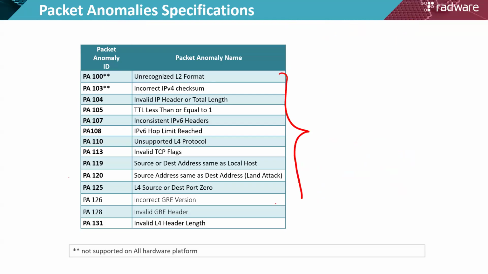And these are all the examples that you can see. So if it's an invalid layer for header length, we'll be dropping it. Invalid GRE header, drop. Invalid, incorrect GRE version, drop, etc. So here we have a list of packet anomalies. It is not just limited to this, because there are multiple other packet anomalies as well. We could not incorporate everything within the screenshot, and hence we have just showcased this example. But there are multiple other packet anomaly IDs and their names as well, which describe what it is protecting against. And this is enabled by default.